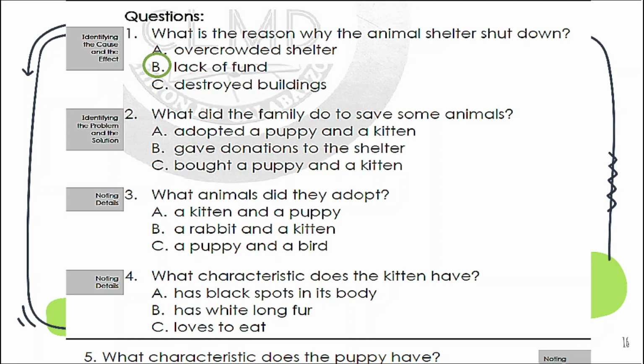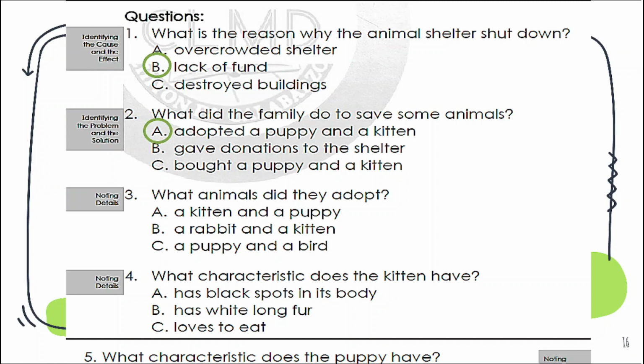Number 2. What did the family do to save some animals? A. Adopted a puppy and a kitten. B. Gave donations to the shelter. C. Bought a puppy and a kitten. Correct answer is letter A.